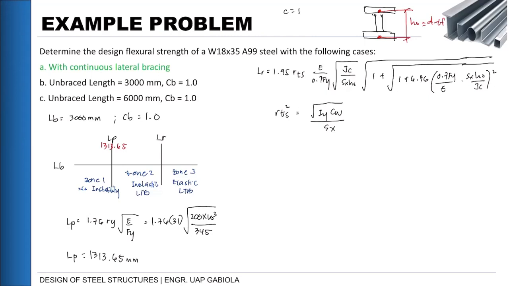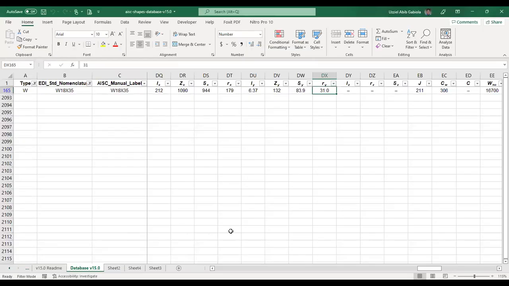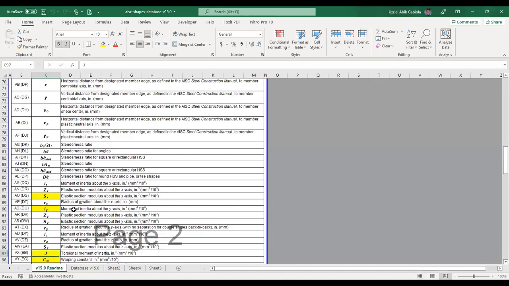So let us get the required properties for this formula. Let's go back to our Excel. Okay? So what we need first is the value for IY. IY is 6.37. But what unit? Look at the readme tab. For IY, this is what is written here. Its unit is mm to the 4, and you need to multiply it by 10 to the 6. Times 10 to the 6 mm to the 4.